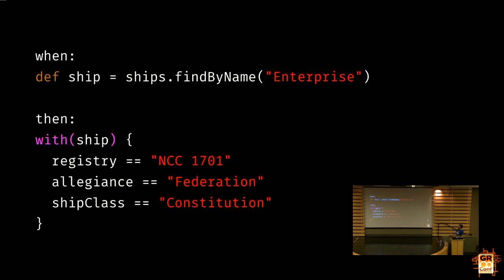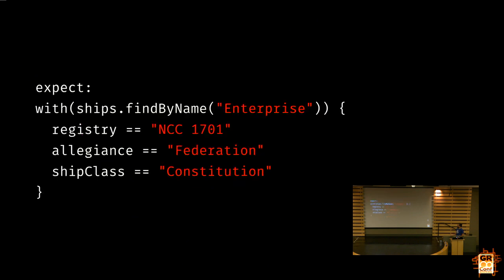It's not the same, don't get confused, as Groovy's standard with method, where you would be doing ship.with, because that will not turn it into an assertion. But it's just a nice way of reducing some code clutter. You can even do it, I do this quite a lot, instead of using a when-then, turn it into an expect block and just put the thing you're testing inside of the with, and then you avoid a local variable.